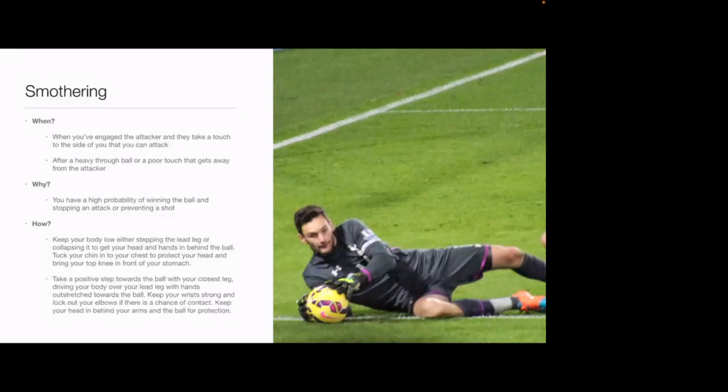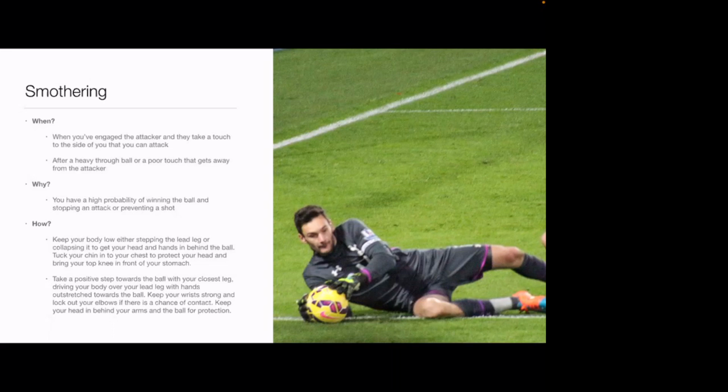If the attacker's taken a heavy touch or the run on a heavy through ball, take a positive step towards the ball with your closest leg, driving your body over your lead leg with your hands outstretched towards the ball. So this is going to be a big diagonal movement. Keep your wrists strong and lock your elbows if there's a chance of contact. So you don't want soft elbows and soft wrists if there's a chance of contact. That's when the ball can't spill out.